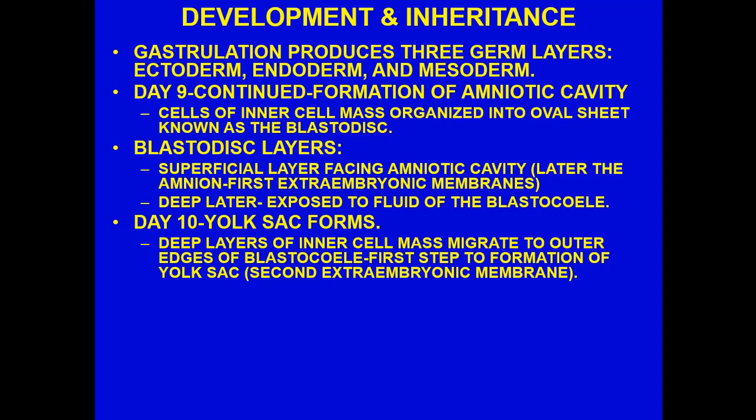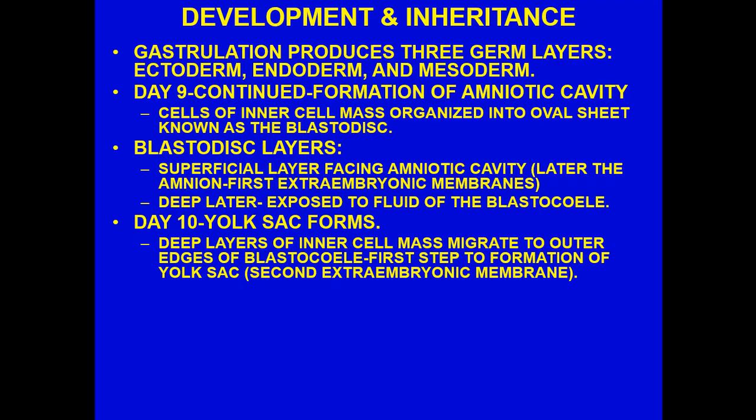Now, you might sit there and say, yolk sac, but I'm not a bird. That's true. But through evolution, we have carried on certain specific structures. Yolk sac does not really produce yolks because we're not laid as eggs. If you were a bird, you'd be laid as an egg, and you would have nutrients in that yolk sac. Instead, we have that as the basic precursor that's going to provide early blood cell development for what will later be called the fetus. Okay? So yolk sac formation: deep layers of the inner cell mass migrate to the outer edges of the blastocoel, and this is the first step in the formation of the yolk sac. That's your second extra embryonic membrane.